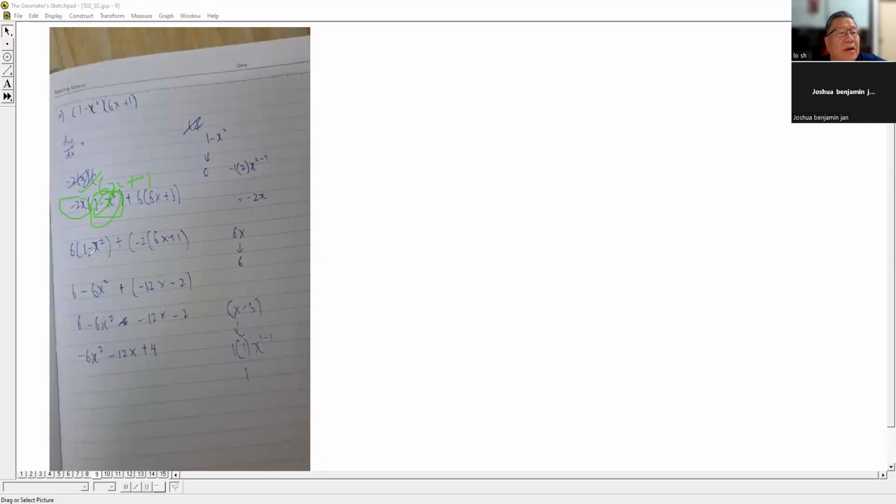This is correct. Then this is wrong. This is not negative 2. This is negative 2x. Differentiate x squared. Like here, negative 2x. Here you put negative 2, right? So you expand, this is negative 12x squared, negative 2x.